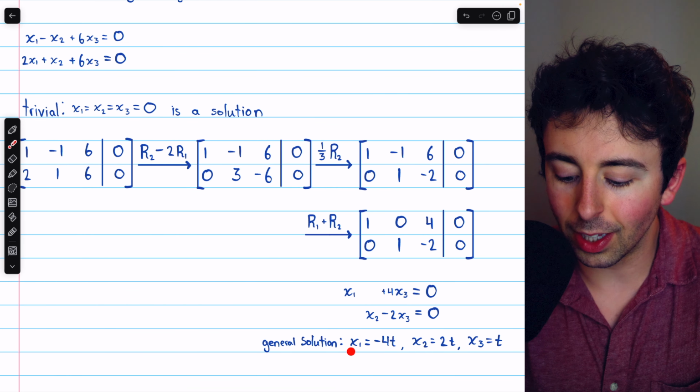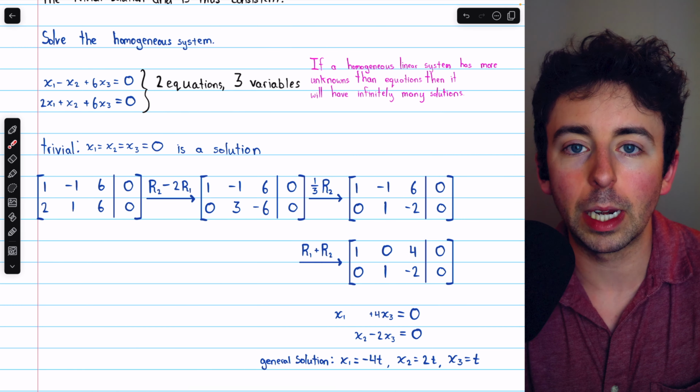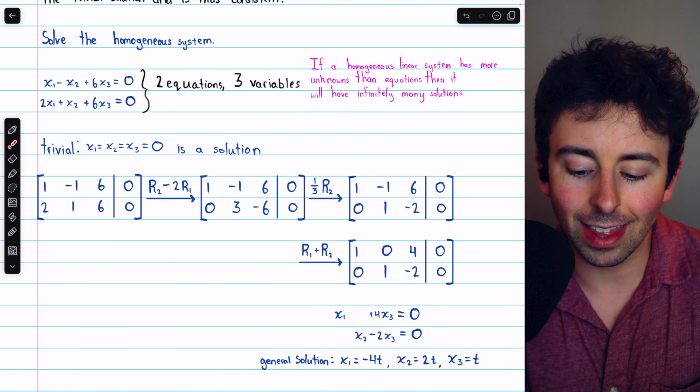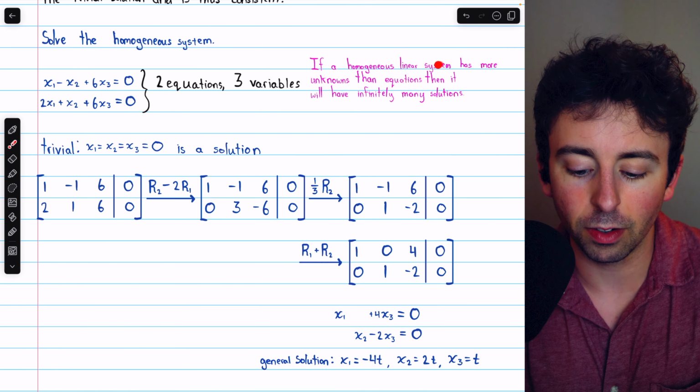There's also a way from the beginning that we could have known that this particular system would have infinitely many solutions. Not every homogeneous system has non-trivial solutions, but this system had only 2 equations, but with 3 variables. 2 equations is never enough to fully determine 3 variables, so any system like this, a homogeneous linear system with more unknowns than equations, 3 compared to 2, will always have infinitely many solutions, because we'll have at least one free variable.